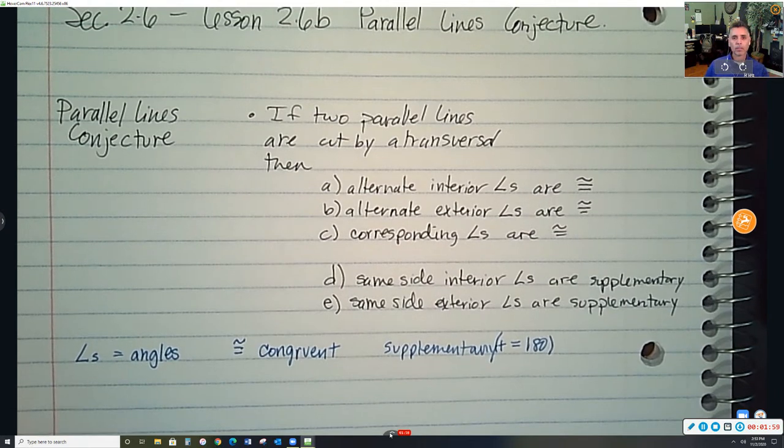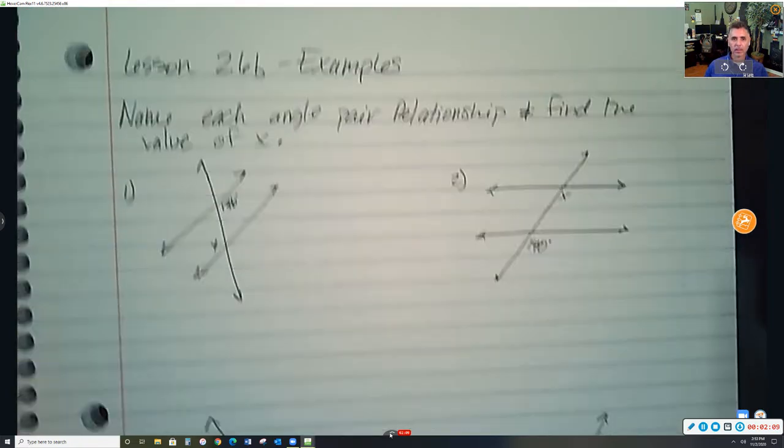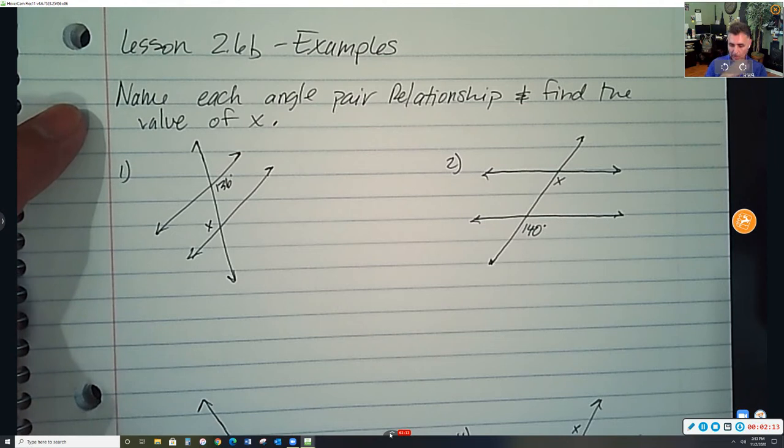So if you need to pause this to write everything down, do that. We're going to get right into the examples. Okay, so here's the examples. So it says name each angle pair relationship and find the value of x.